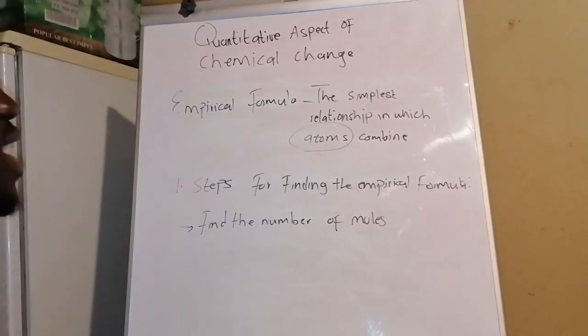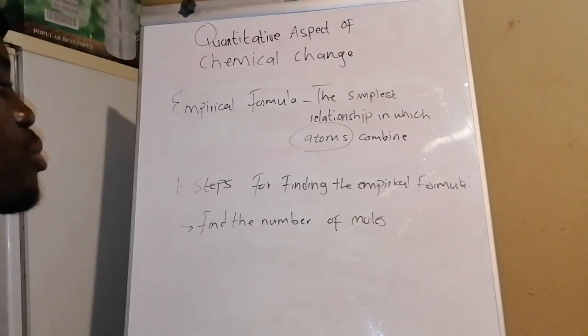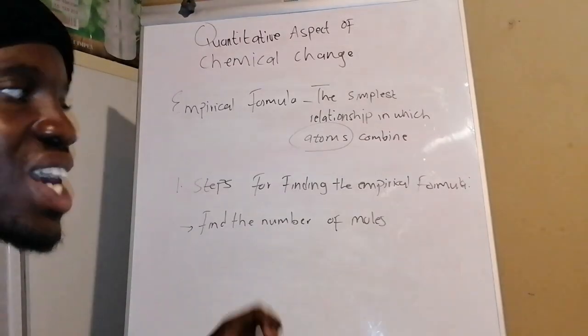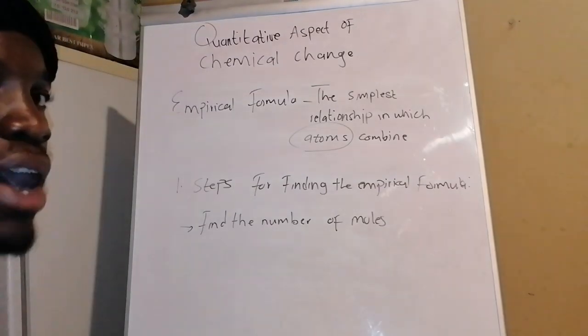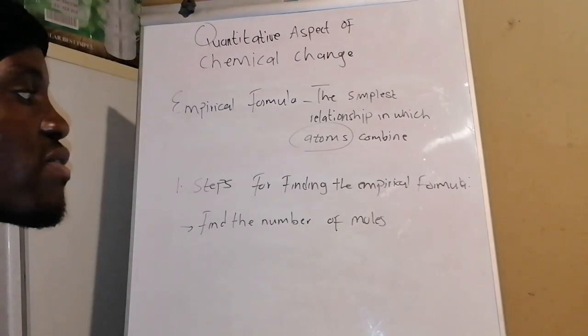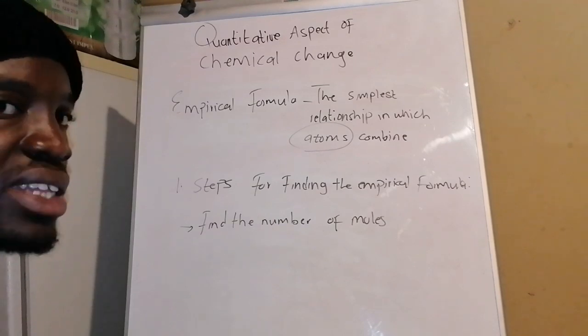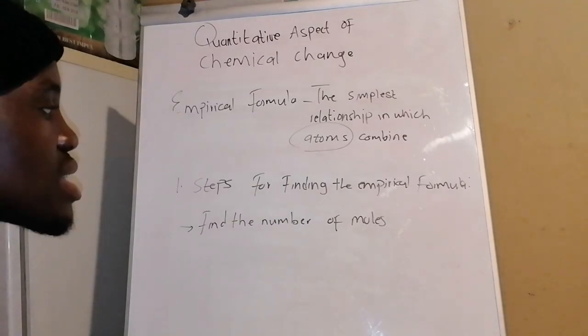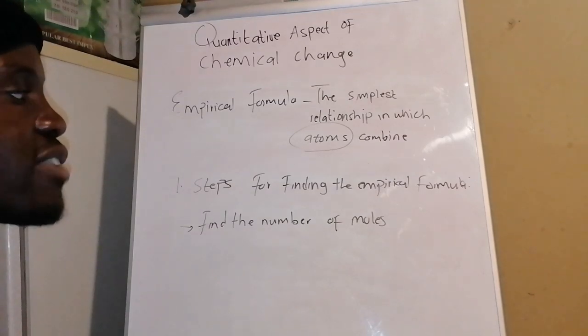Now you'll be given a compound. After giving that compound, you'll be asked to determine the empirical formula for that compound. Then what you will do, you have to make sure that you separate that compound. Then you look for the number of moles for each of the elements that formed that particular compound they are asking you to find the empirical formula for.